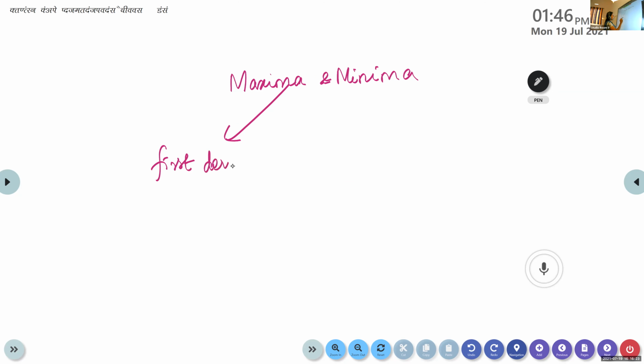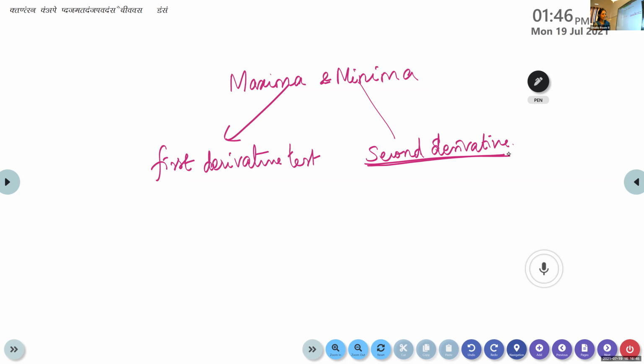First derivative test. And the other one is second derivative test. Two tests are there for finding the maxima and minima. The common one we use will be the second derivative test.